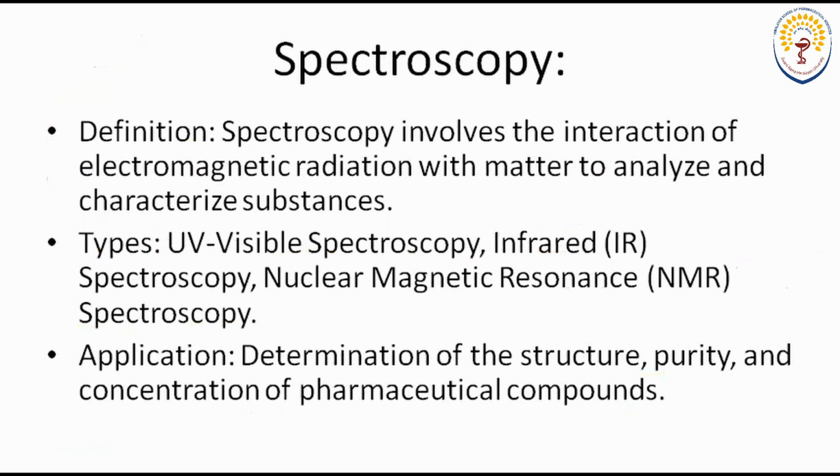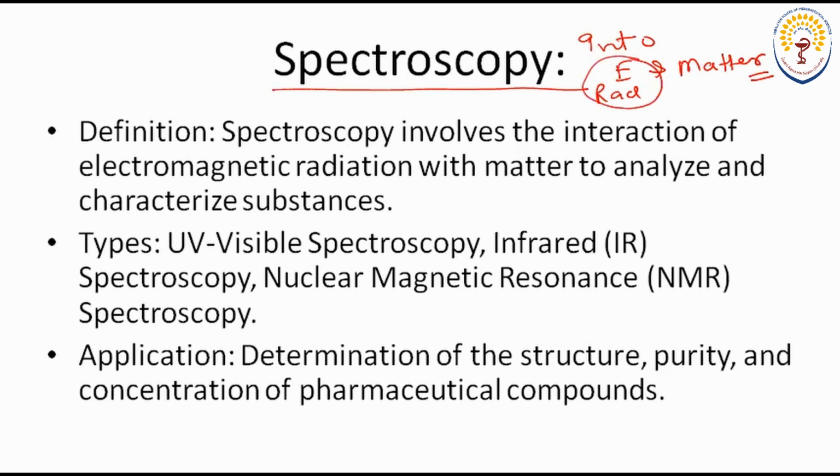Now another kind of analytical technique is spectroscopy. Spectroscopy is simply the interaction of energy, or you can say radiation, with matter. So matter and radiation interact with each other during spectroscopy. There are different kinds of radiations. The radiations we are talking about are electromagnetic radiations, and examples of electromagnetic radiations are X-ray, infrared, ultraviolet, radio waves, microwaves, etc.